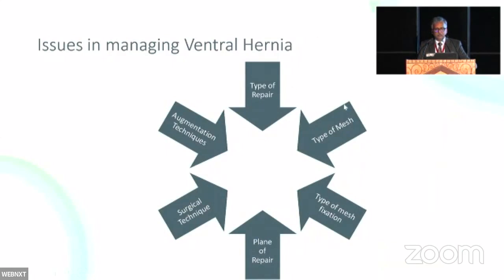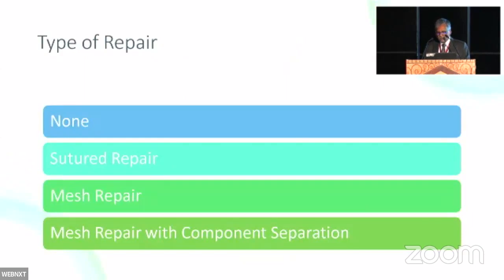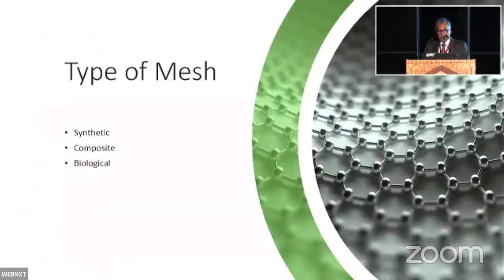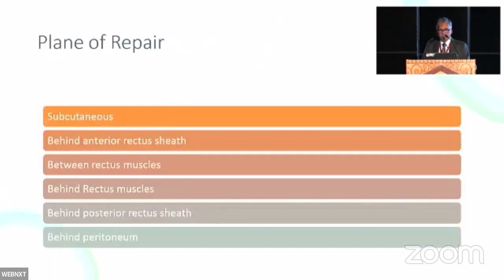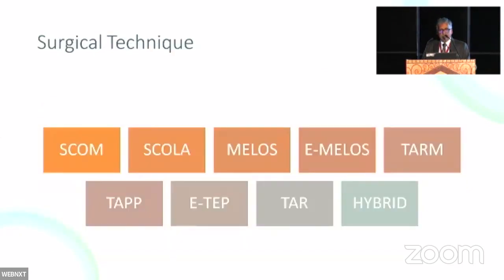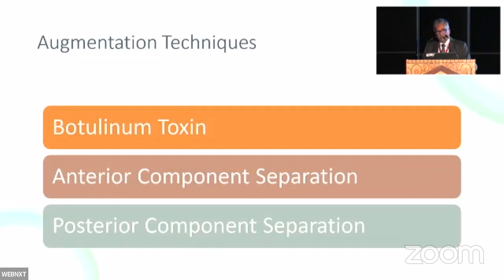Now, what about ventral hernia? Ventral hernia, we have a whole lot of variables. It's not as simple as inguinal hernia, where we say TEP or TAPP and both are same. So the types of repairs are there. A lot of different types of meshes are there. There are a lot of ways in which we can fix and how many fixations we can do. The plane in which we want to fix the mesh also differs. And there are a whole lot of techniques. I've just put a few examples for people to learn what can be done. And we have a whole lot of ways to augment the effect and give us a better patient to perform surgery.